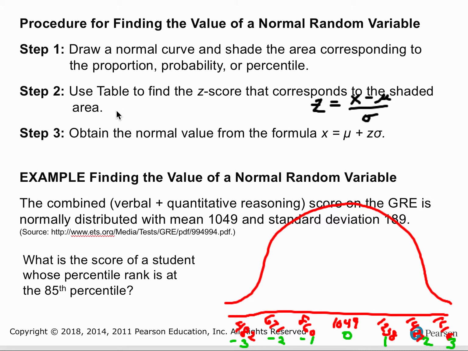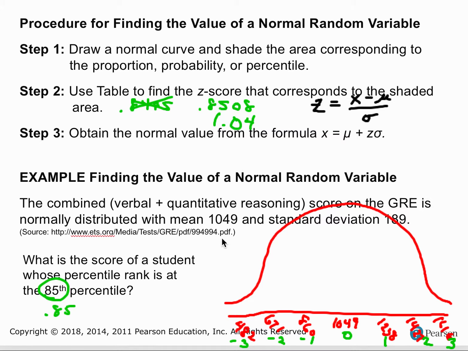All right, so I see 0.8508 and 0.8485. I go from 0.8485 to 0.8508. And I'm looking for 0.85. That is closer to this than this. So 0.8508 corresponds to 1.04.